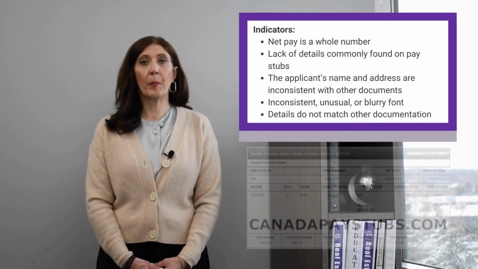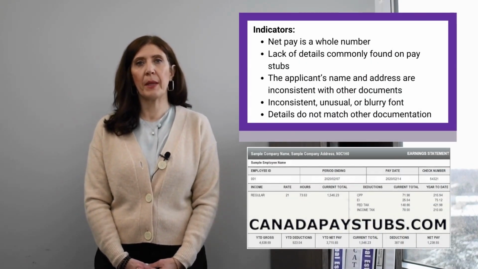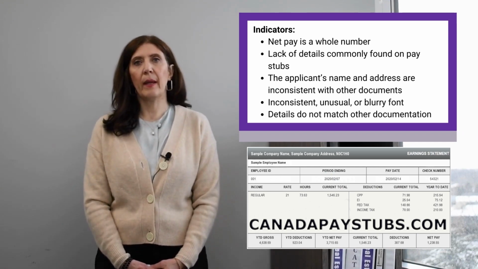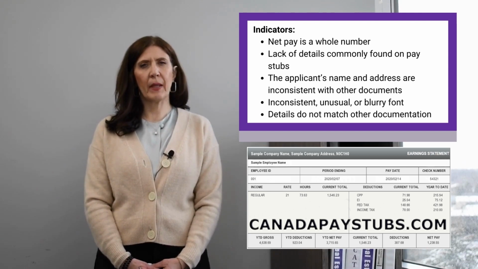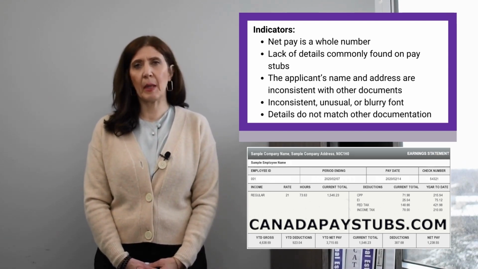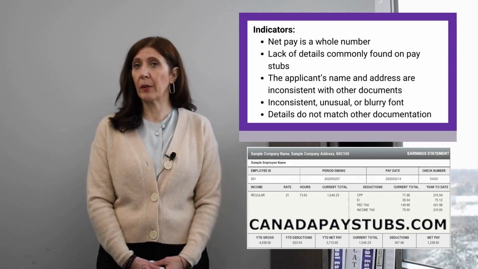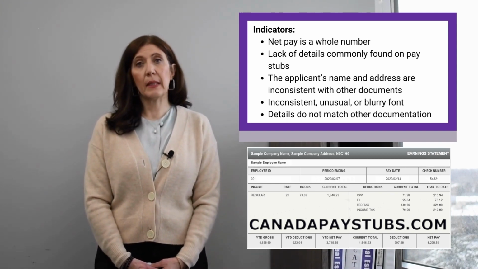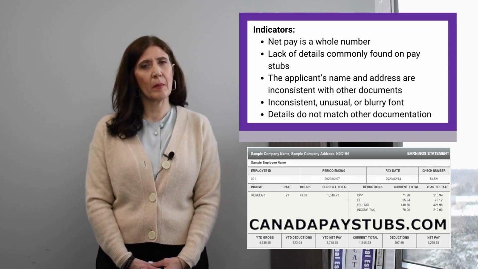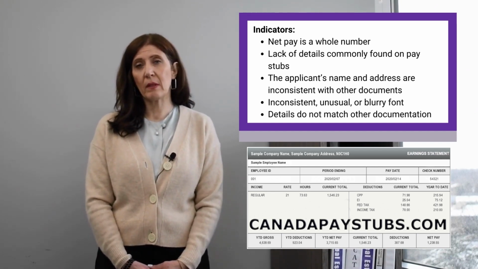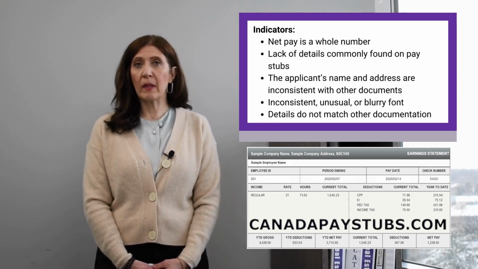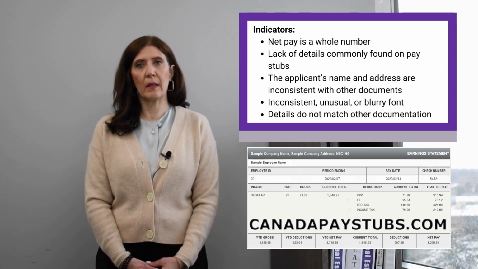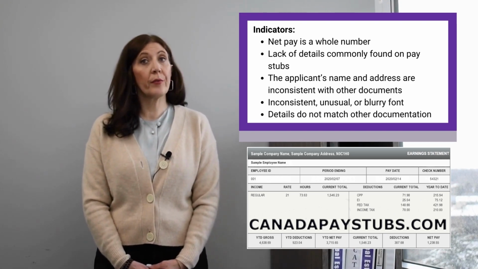The next document to verify is the applicant's pay stub. It's important to request a copy of the tenant's recent pay stub to verify their annual salary and payment history. Flags to look out for in a pay stub include the net pay is a whole number, for example, $2,000. It's unlikely to be accurate after payroll deductions. Details commonly found on pay stubs are missing, such as employer's address, year-to-date wages, EI, CPP, federal and provincial tax. Applicant's name and address and other details are inconsistent with other tenant documents. And blurred or faded characters.